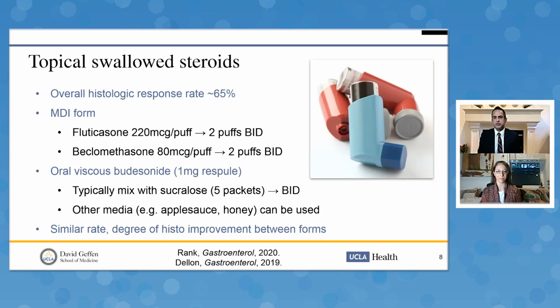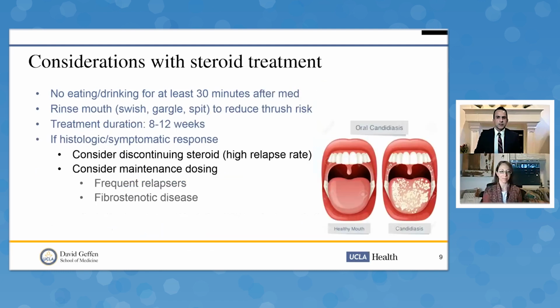Other media have been used, such as applesauce or honey, although it's really been more about small studies, particularly in children. And these different steroids seem to have an overall similar rate of symptomatic and histologic improvement. Now, I believe in the next slide here, we talk about some considerations.